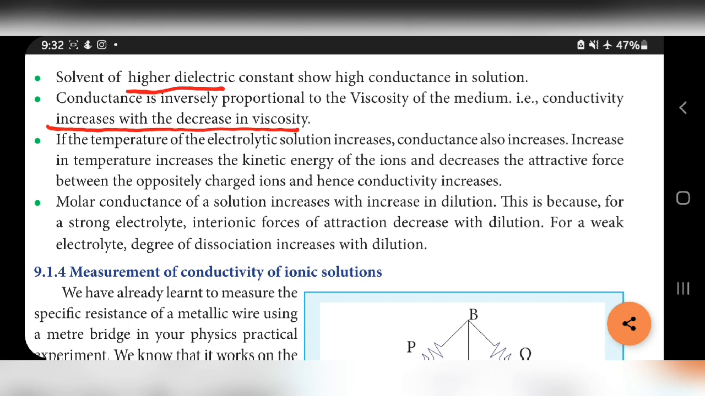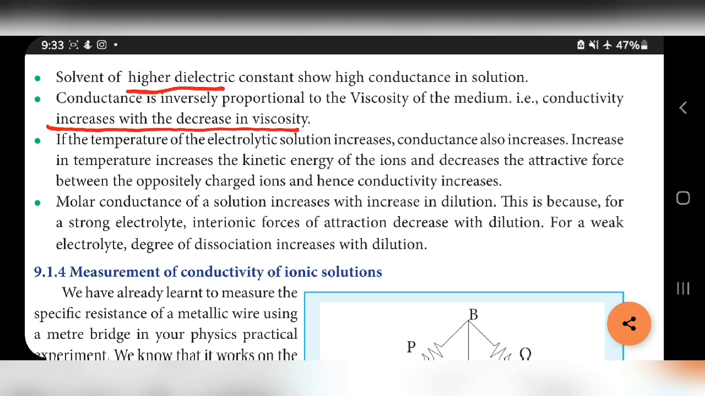Fourth, if the temperature of the electrolytic solution increases, conduction increases, because if you increase the temperature, ions move faster. Increase in temperature increases the kinetic energy of the ions. Kinetic means movement. If ions move fast, attractive forces between the opposite charges decrease, so conductivity increases. Attraction decreases means conductivity increases; attraction increases means conductivity decreases.